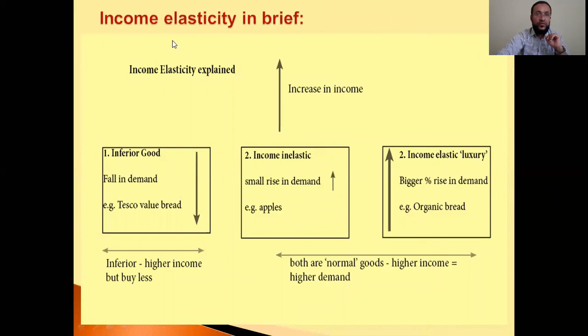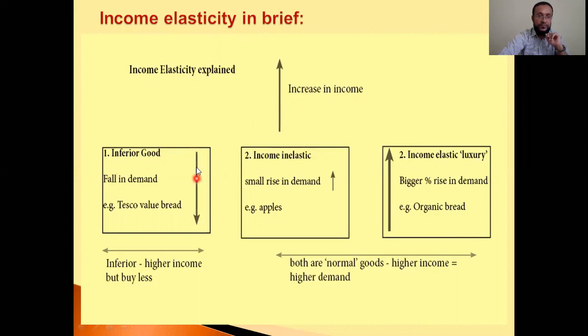Here we can show the income elasticity in brief using this diagram. Look at this diagram carefully. The name of this diagram is income elasticity explained. What happens if income increases? Here we assume that income is increasing. If income increases, for inferior good, demand will fall. In response to a rise in income, demand for inferior good will fall.